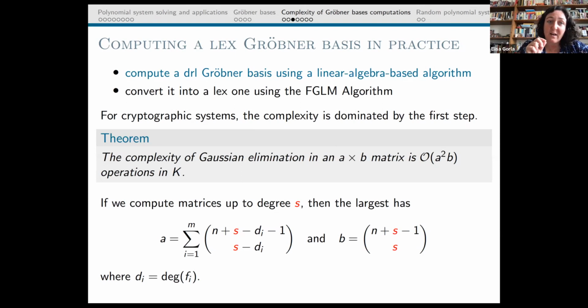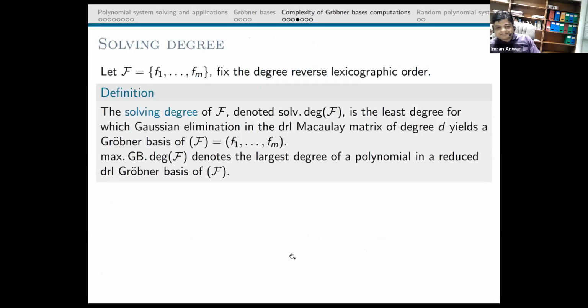So the invariant that will control the complexity of this computation, and so will tell us about the security of the system, is this number, this degree, where when you compute that matrix, it gives you the Groebner basis, okay? And that number is called, yeah?